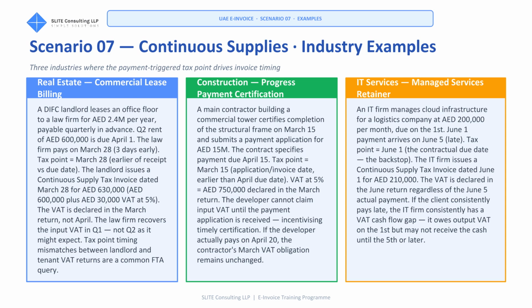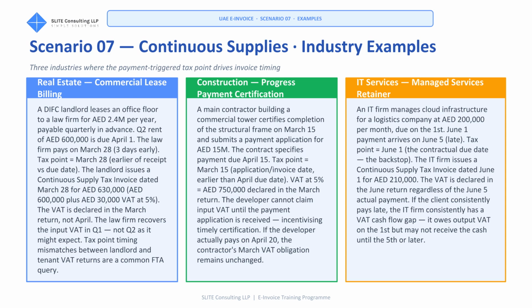Second, construction. A main contractor certifies completion of a structural frame on March 15th and submits a 15 million dirham payment application, with contractual payment due April 15th. Tax point, March 15th, application date, earlier than the April due date. 750,000 VAT in the March return regardless of when payment arrives.